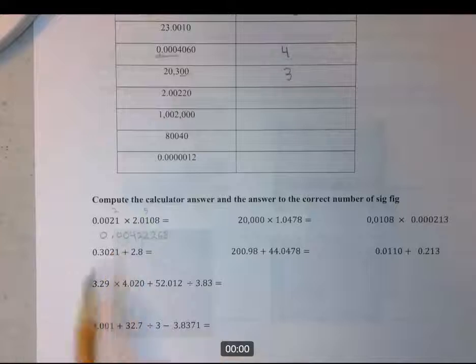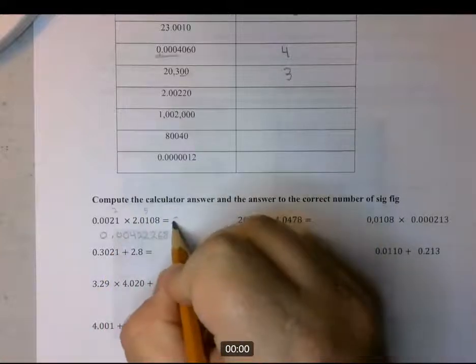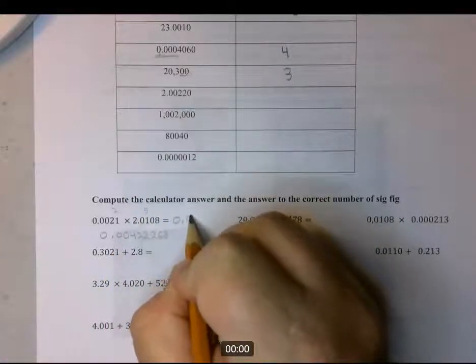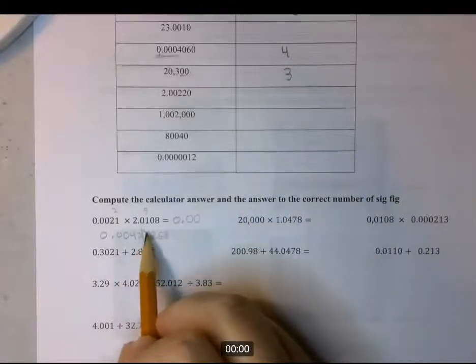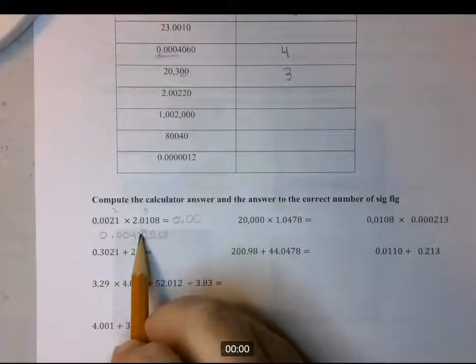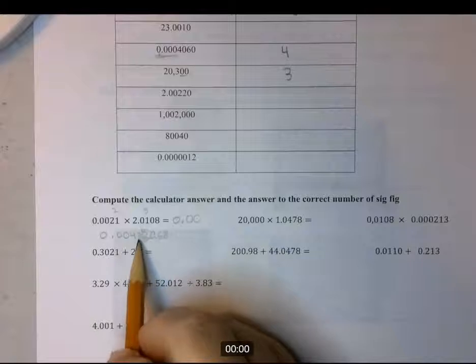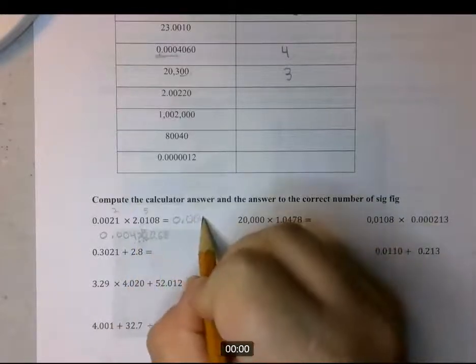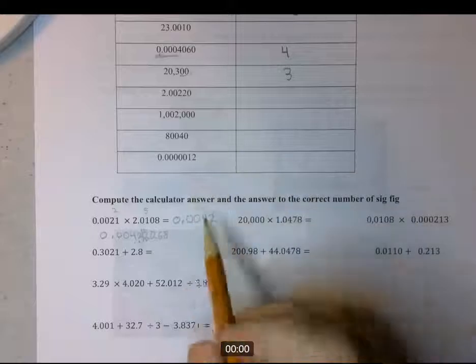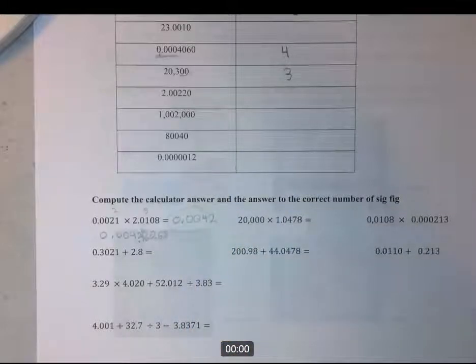Okay, so remember, leading zeros are not significant, so that would be 0.0042, and then this 2 is going to be used to round that 2. Since this is less than 5, that's going to stay as a 2. It's not going to go up to a 3. So it's 4.2, and that is 2 significant figures right there.